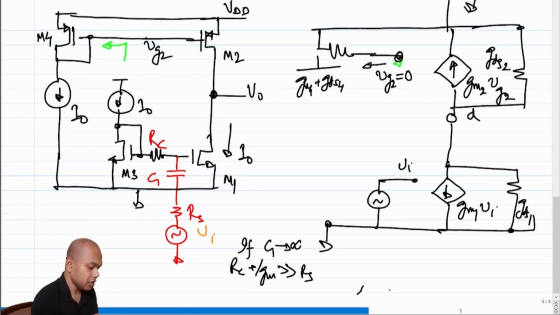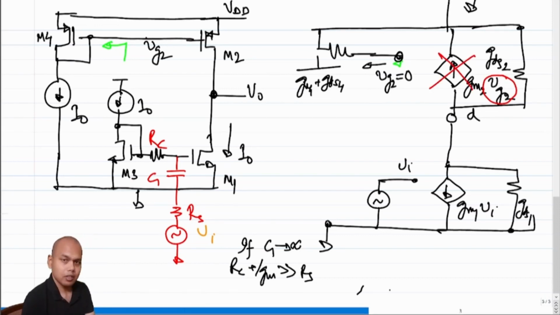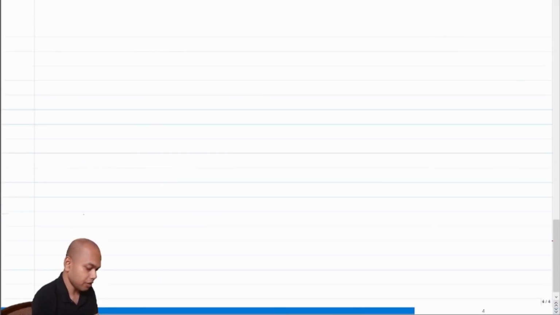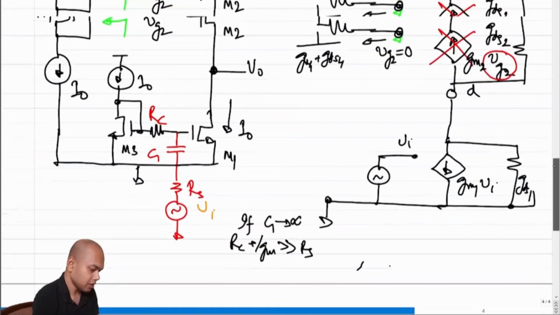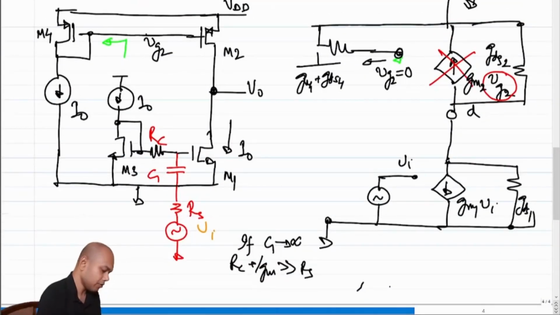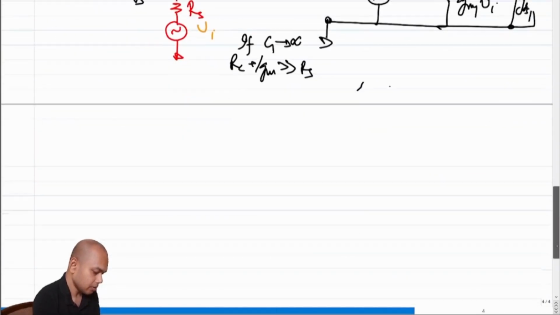Okay, great. If VG2 is equal to 0, what is its impact? If VG2 is 0, this current source goes off. Correct? If that current source goes off, how can we simplify this circuit further? This is what we should get.